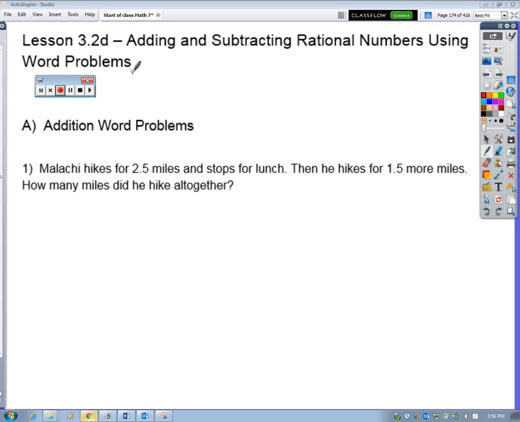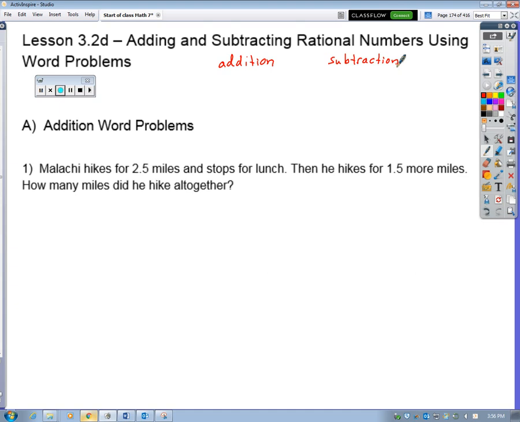And what I really want us to focus in on today is being able to tell the difference between an addition problem using a word problem and a subtraction word problem, because it's hard to tell. These word problems are so tricky, and I'm going to give you some tips on how to tell the difference between subtraction problems and addition problems.